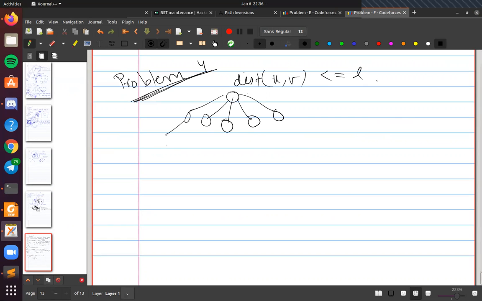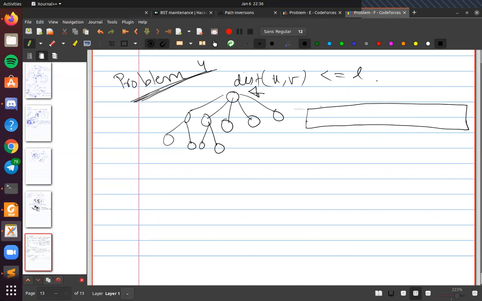a data structure for each node in the centroid tree. So we will go to this node. We maintain some data structure like, let's say, an ordered set, which will contain distances from this node to all its children. So this will contain the distances.